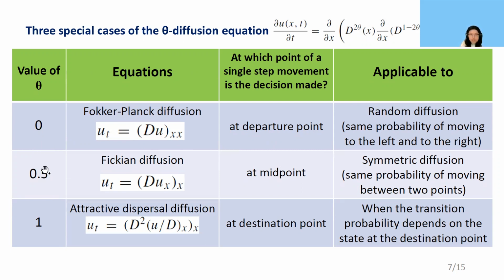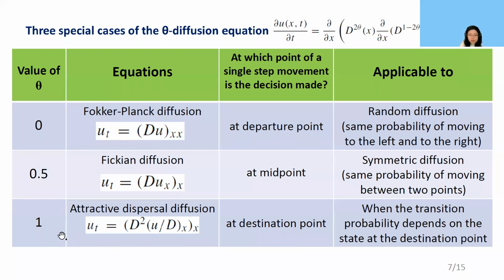The second case is when theta equals 0.5, then we have this Fickian diffusion equation. And it can be used to describe symmetric movement. That is when the probability of moving between two points are the same.